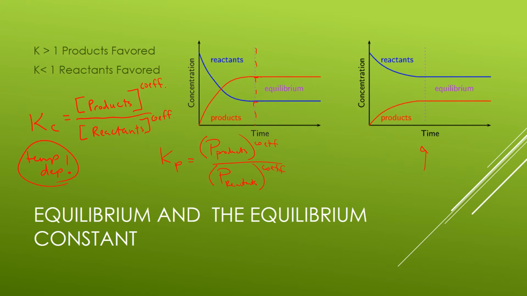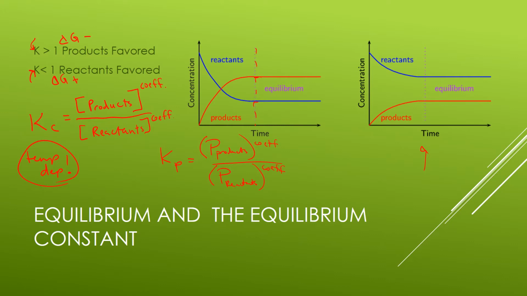If I solve for a K value and K is greater than 1, that means that the products are favored. Delta G is negative because it's thermodynamically favorable. If K is less than 1, that means that the reactants are favored. Delta G is positive, indicating that the reaction is thermodynamically unfavorable.